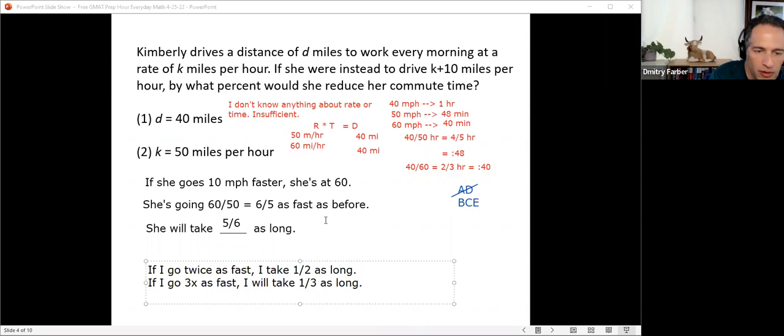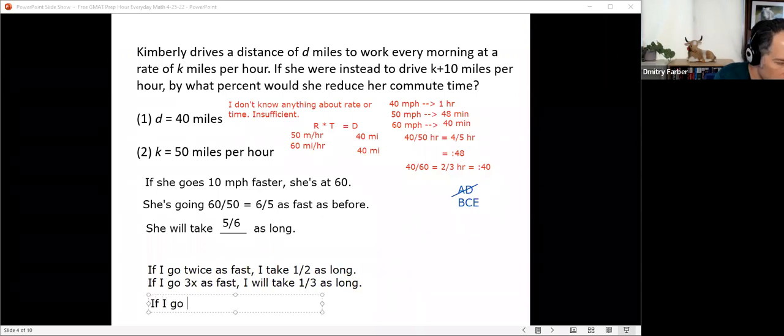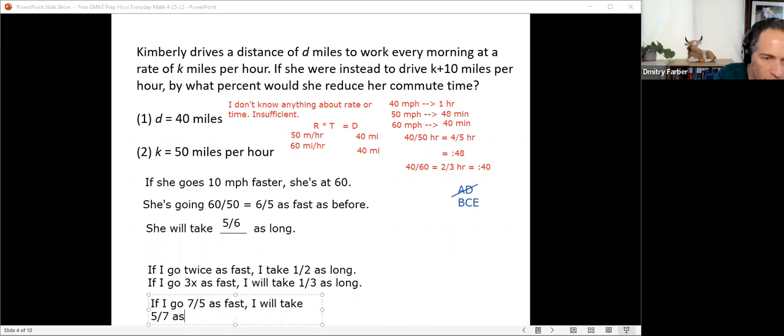So I can do the same thing with fractions, because I can say, all right, if I go 7/5 as fast, I will take 5/7 as long. It's the same idea. They're all just reciprocals. 1/2 is the reciprocal of 2, 1/3 is the reciprocal of 3, 5/7 is the reciprocal of 7/5, and 5/6 is the reciprocal of 6/5.